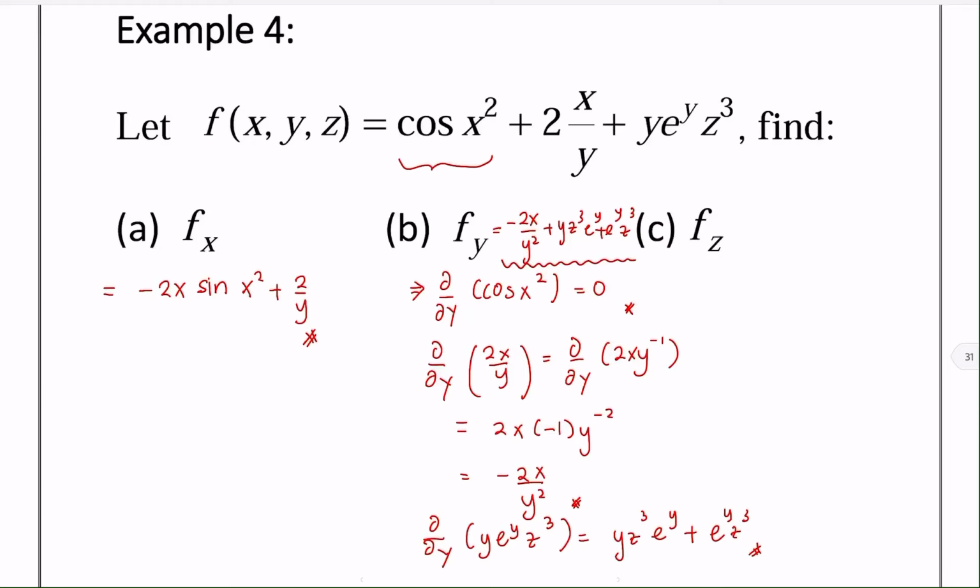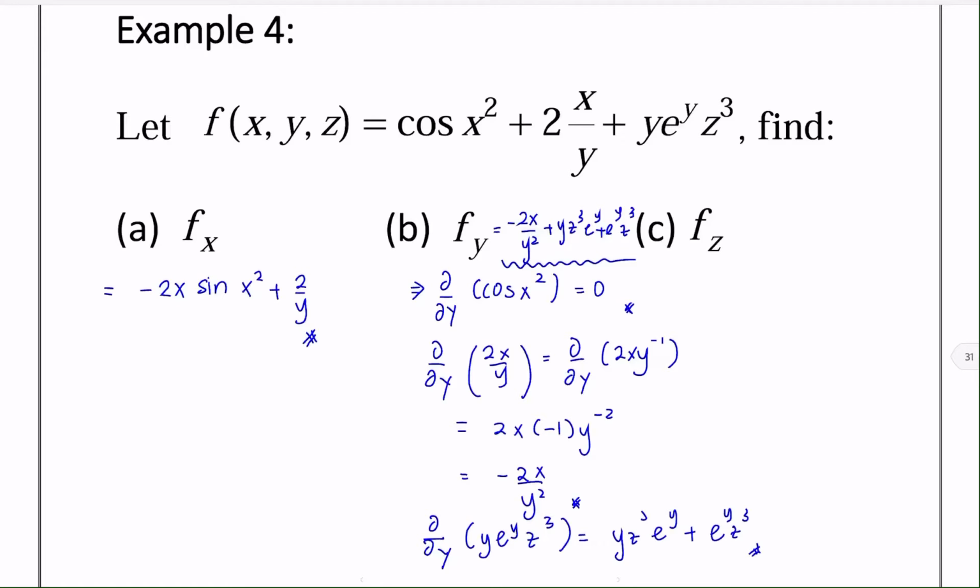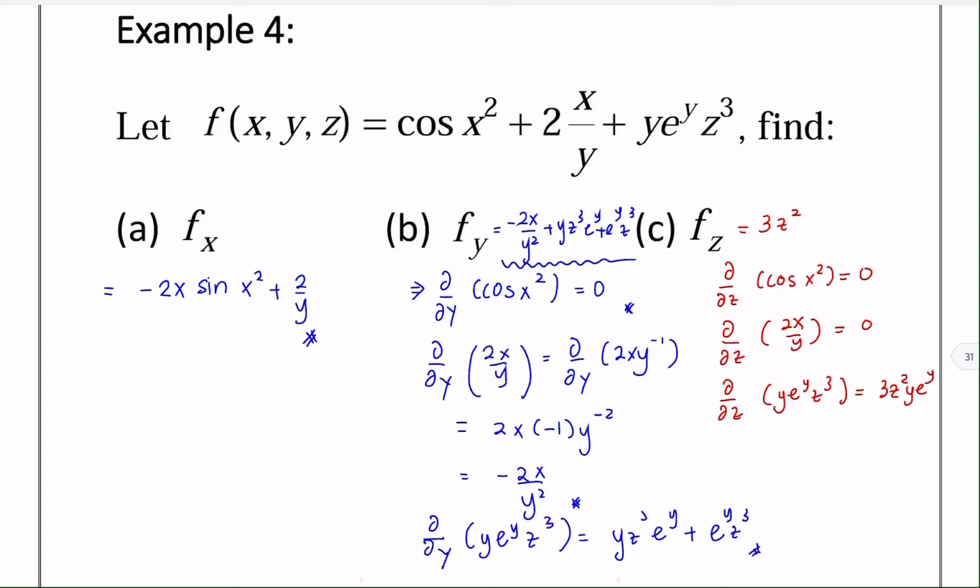Now let's look at f_z. For f_z, we hold x and y as constants, so for partial z, cos x squared gives 0, partial z of 2x over y is also 0 because it is a constant, and for y z cubed we differentiate z cubed to get 3z squared, with y as a constant remaining. So our answer here is 3z squared y.